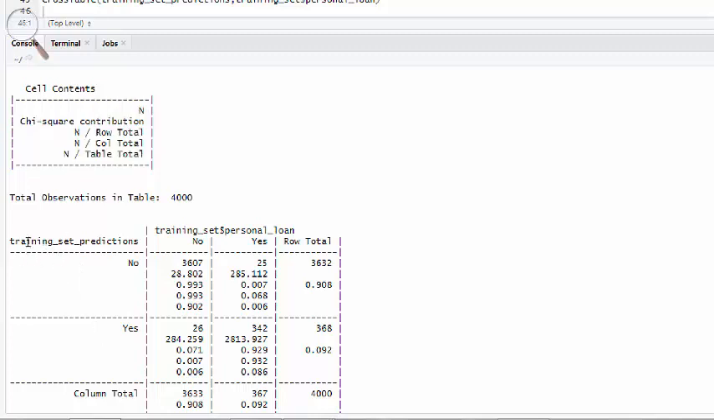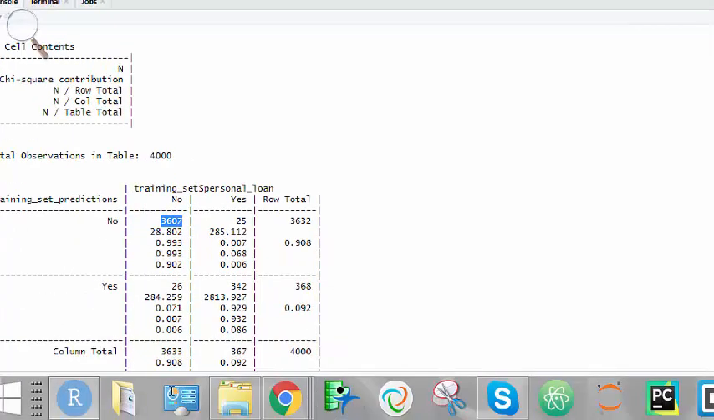So n out of table total is essentially the count divided by table total, which is 4,000. So what I can do really is take this number, which is the percentage of true negatives, and this number, which is the percentage of true positives, and just add them together. That's an alternative way you can quickly calculate the accuracy. True negatives 90.2%, true positives 8.6. If I add them together, I'm going to get 98.8.